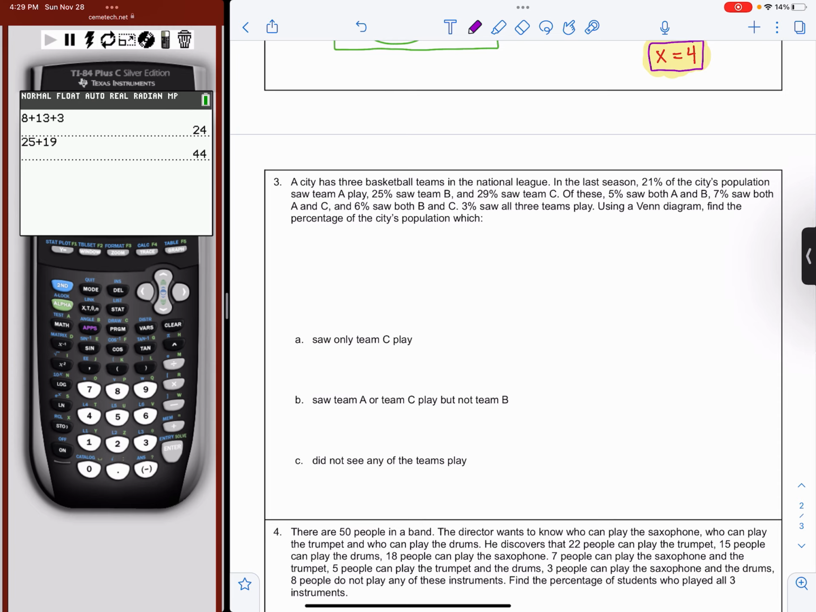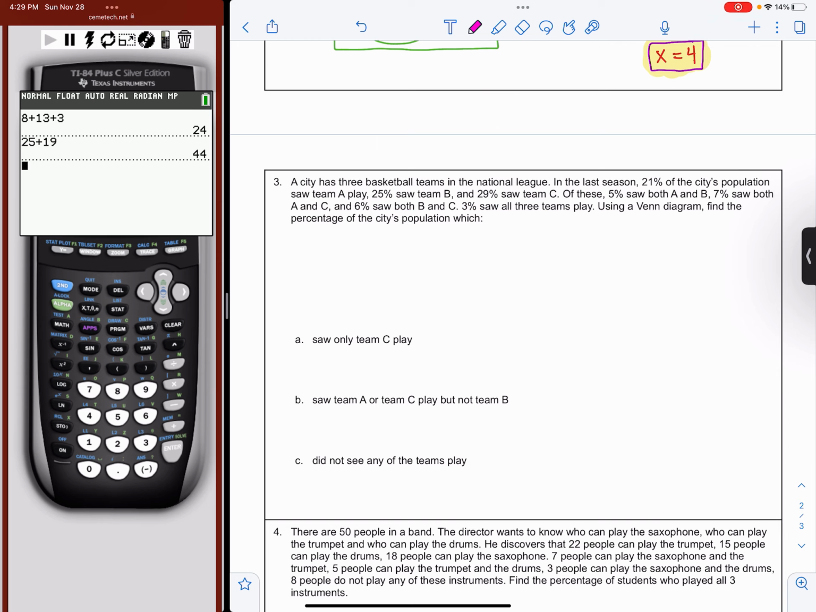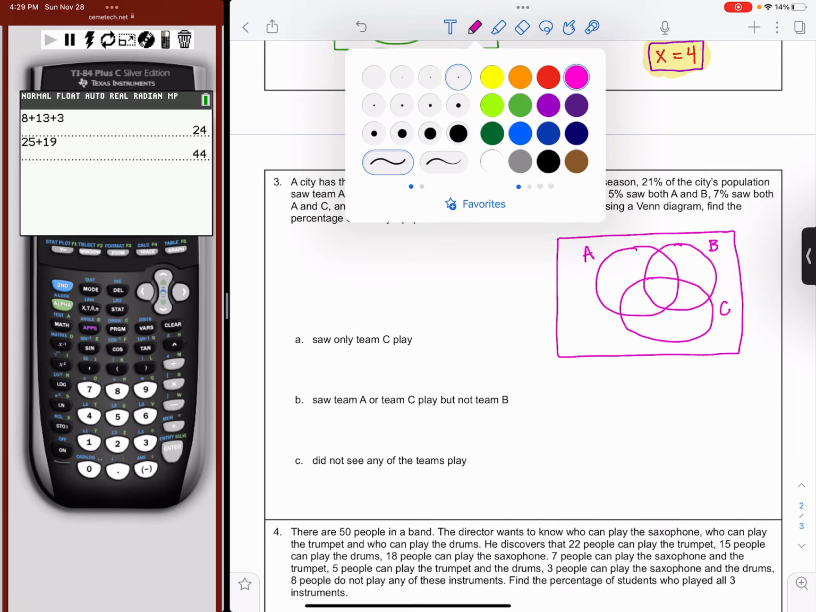Using a Venn diagram, find the percentage of the city's population, and then we can solve those problems at the bottom. So if we draw a Venn diagram, we have 3 teams: Team A, B, and C. So I'm going to have 3 circles. All right, so I'm going to label it A, B, and C here. Remember, you always want to work from the inside out.